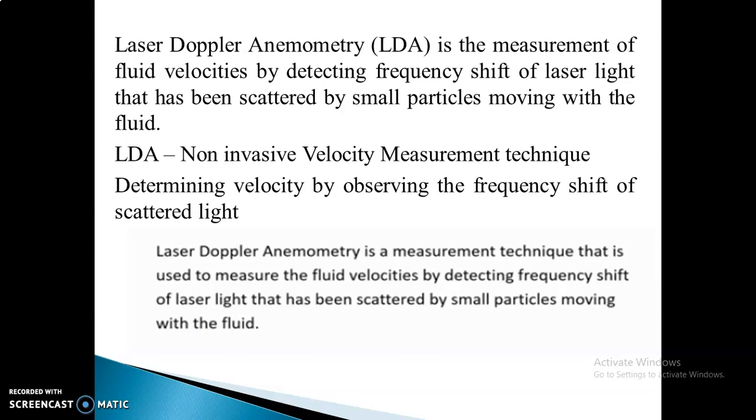So the principle inside LDA is the Doppler shift. What is the Doppler shift? How are we determining the velocity using the LDA meter? In the LDA meter, the velocity is measured by observing the frequency shift of scattered light. It is a measurement technique used to measure the fluid velocity by detecting the frequency shift of laser light that has been scattered by a small particle moving with the fluid.